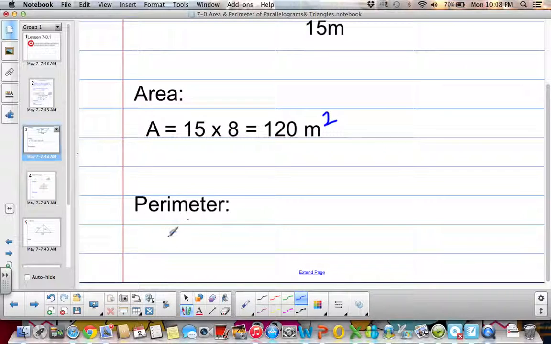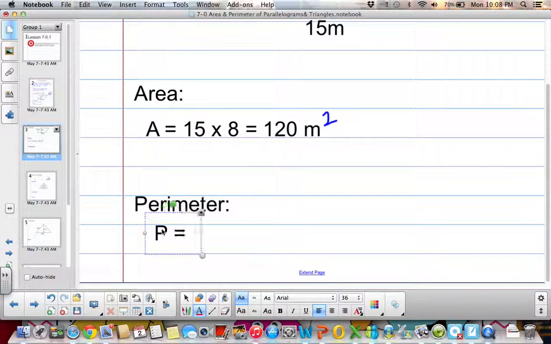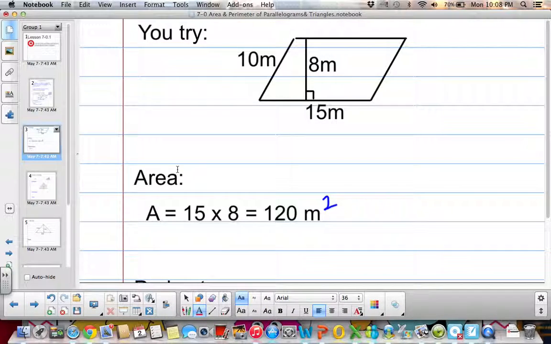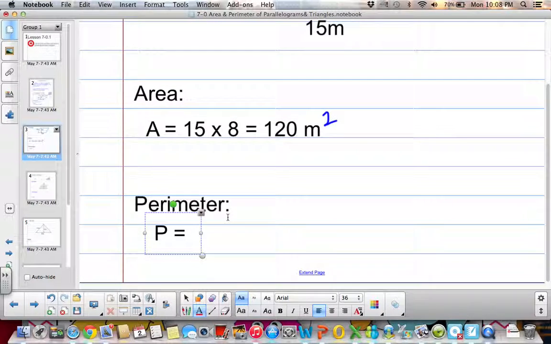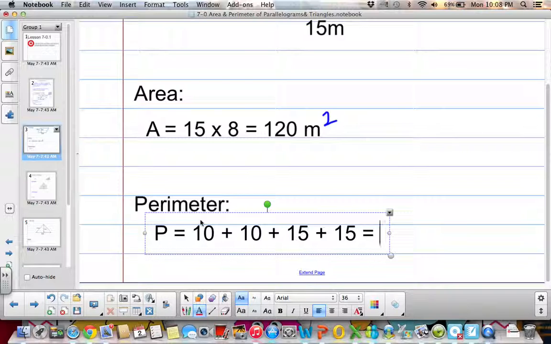And the perimeter, we can say P equals 10 plus 10, because it's 10 on both of these sides, and then 15 plus 15. So 10 plus 10 plus 15 plus 15. 10 plus 10 is 20. 15 plus 15 is 30. 30 plus 20 is 50 meters. We just leave it as 50 meters because it's perimeter.